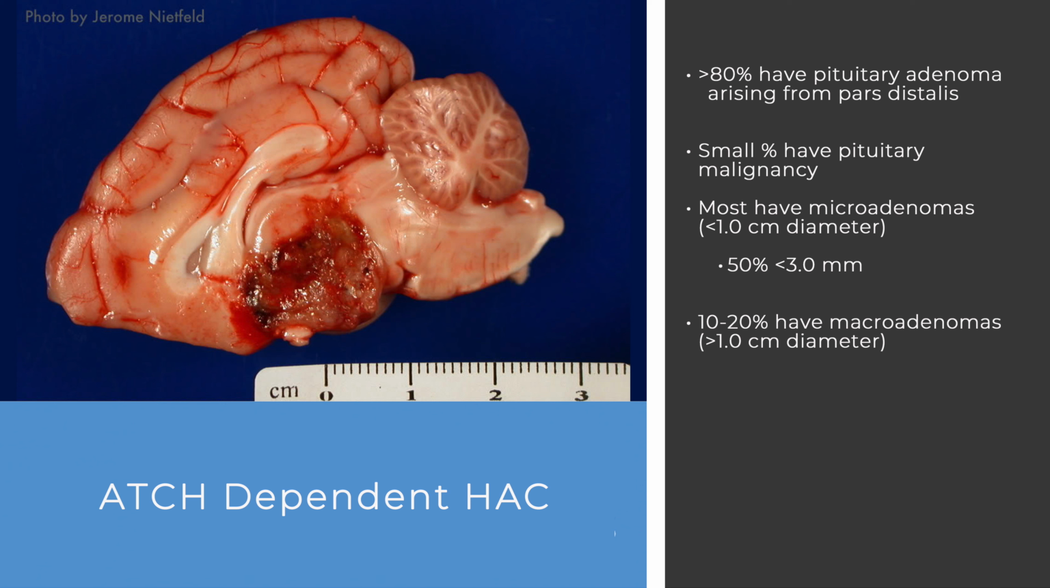As you can imagine, a lot of pet parents panic. Very negative thoughts go through their mind when they hear the term brain tumor. You and I technically know that these are tumors in the anterior pituitary gland. They're typically benign tumors in the form of microadenomas, so they're less than 1 centimeter in diameter, and approximately 50% of those are less than 3 millimeters in diameter.